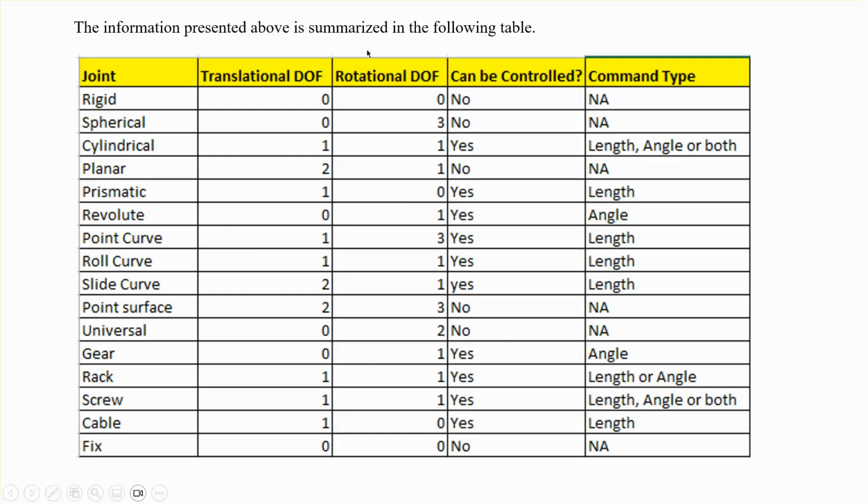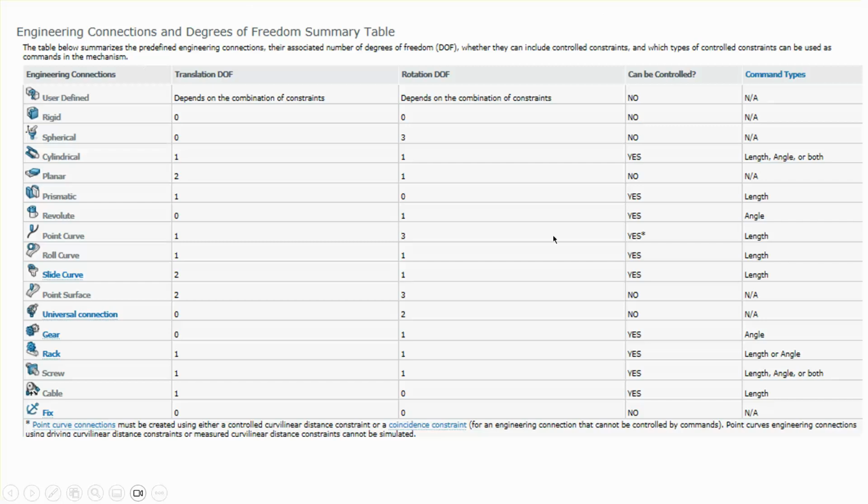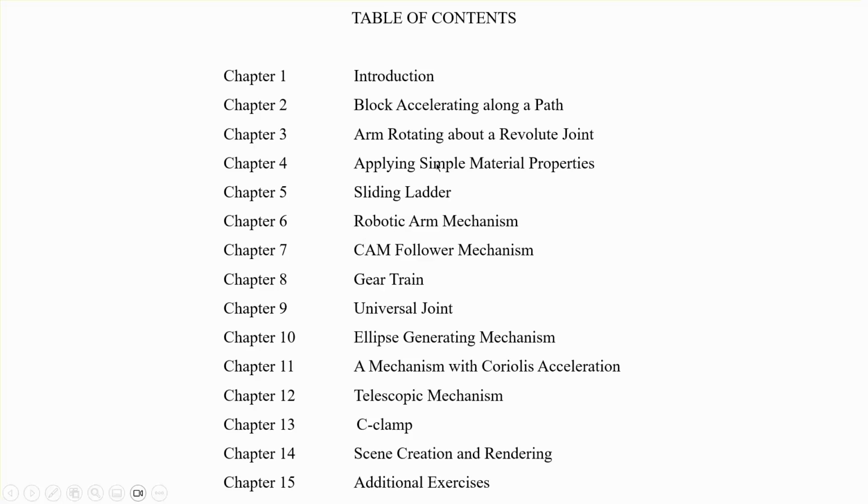This table comes from the book that I showed you, and in the documentation of 3D Experience the corresponding table is shown here. This is the table of contents of that book. Right now, I'm doing chapter 1, talking to you about what is in the playlist and what is in the book. Chapter 2 is going to be a block accelerating along a path, which is going to be a prismatic joint. And chapter 3, which is tutorial 3, is going to be a rotating arm, which is a revolute joint. We're going to worry about these things later on.